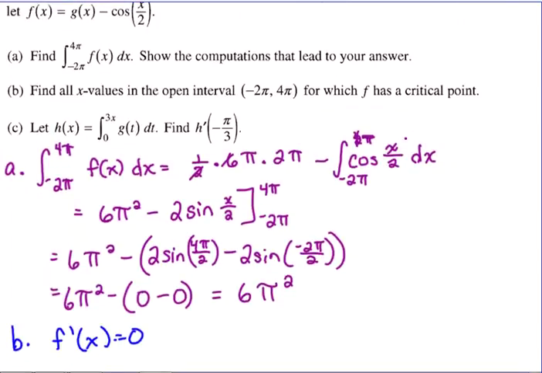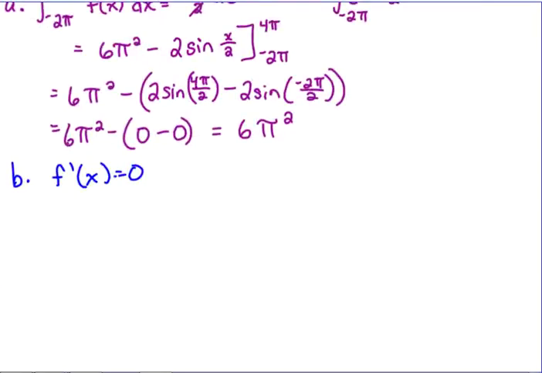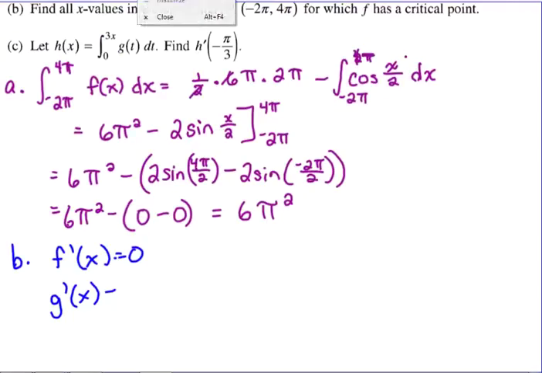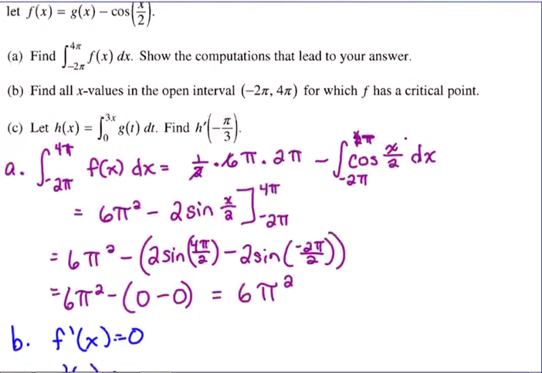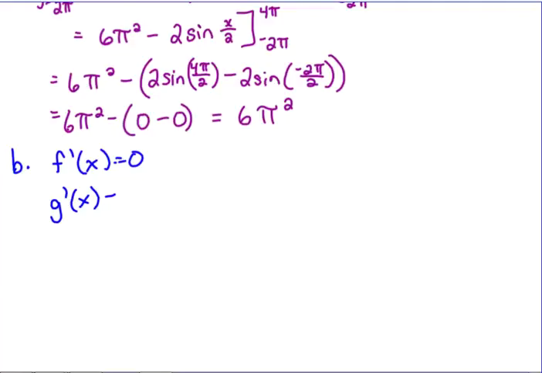So f prime would be equal to g prime, minus the derivative, and minus because there's a minus sign in the original function, the derivative of cosine of x over 2. So the derivative of cosine is negative sine times the derivative of what was inside the trig function, so times 1/2. So subtracting a negative, same as adding positive. So we're trying to figure out where this equals 0.